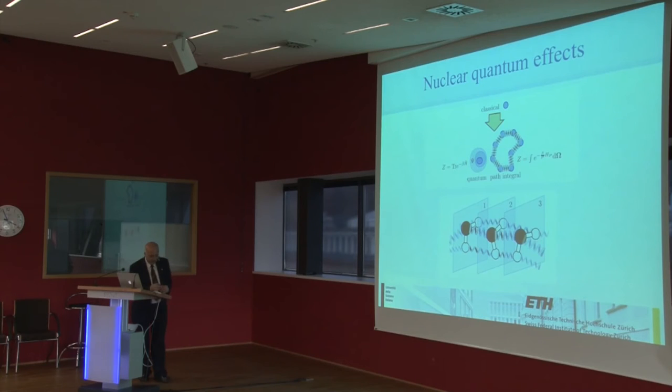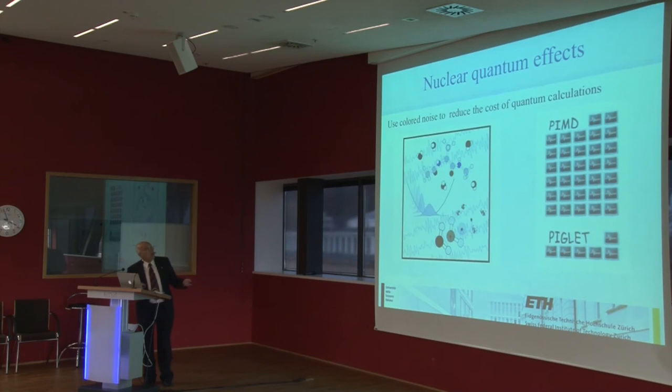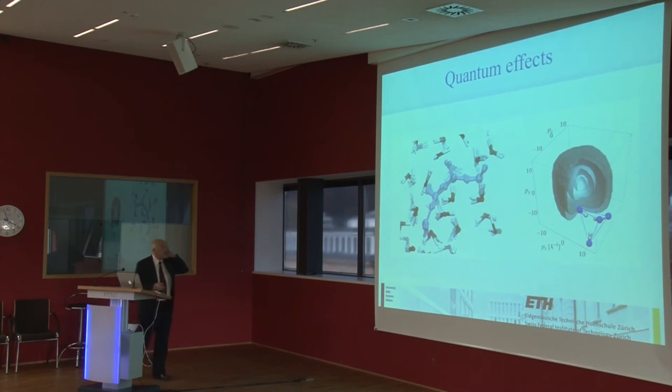which is the discretized version of the path integral. A classical particle, when described quantum mechanically, becomes like a closed path, and each system is replicated several times. It's like having each bit of the particle in a different world, and each world interacts with the others through springs, and so the calculation becomes even more complex, because you replicate your system several times. You developed the method of using colored noise to reduce the cost of calculation by one order of magnitude, and look at quantum effects, which are really intriguing.